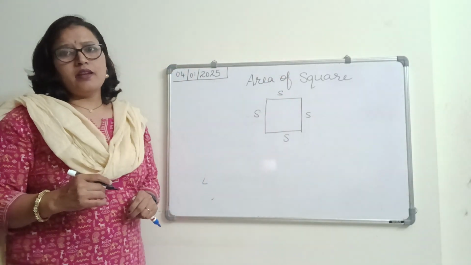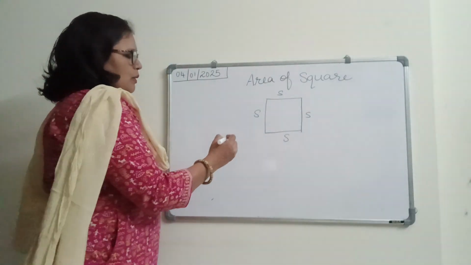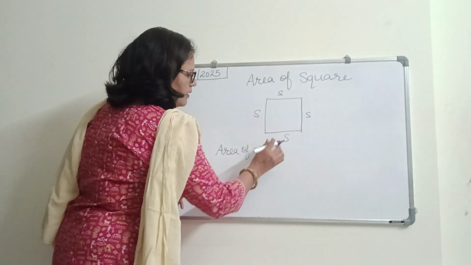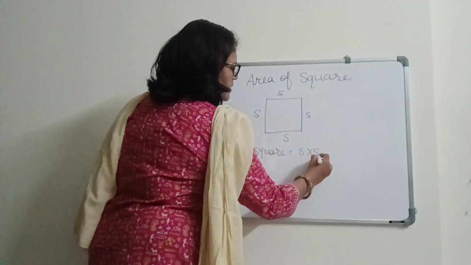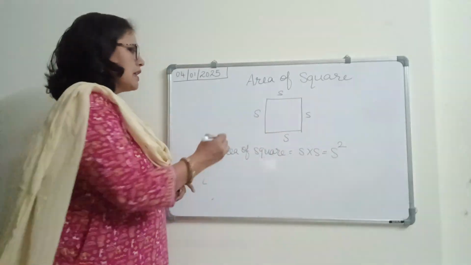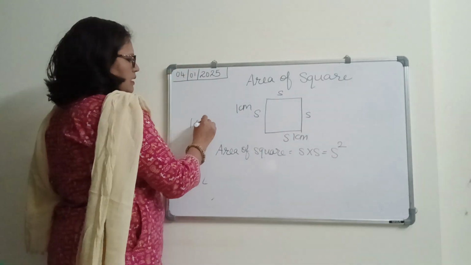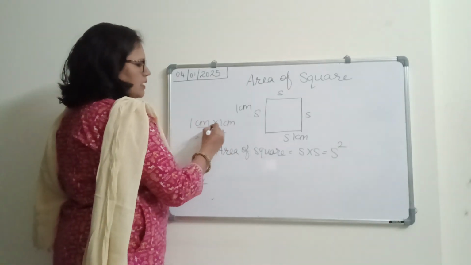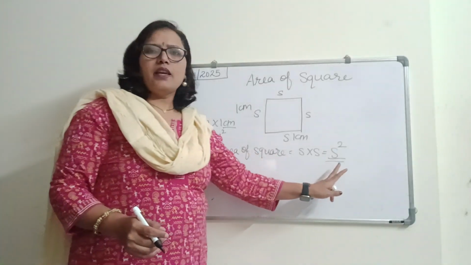So what is the area? We learned about perimeter: perimeter is equal to 4 into side. So area of square is equal to s into s, or we call it side square. If you take this side, it is 1 centimeter and this also 1 centimeter, so 1 centimeter into 1 centimeter is 1 square centimeter. That is s square.